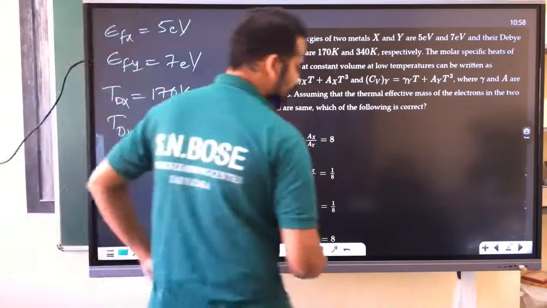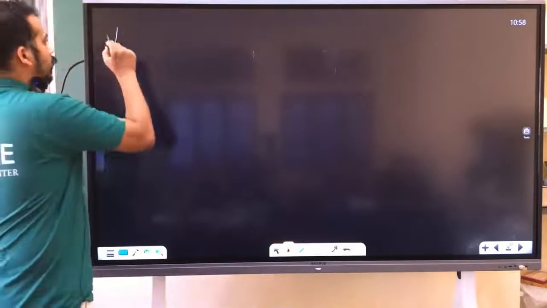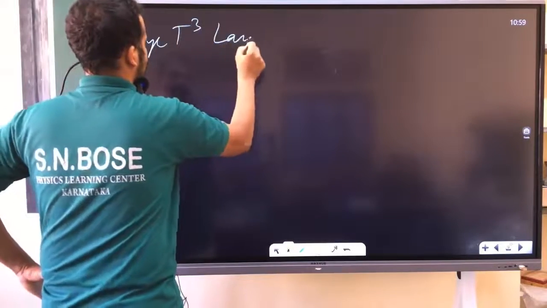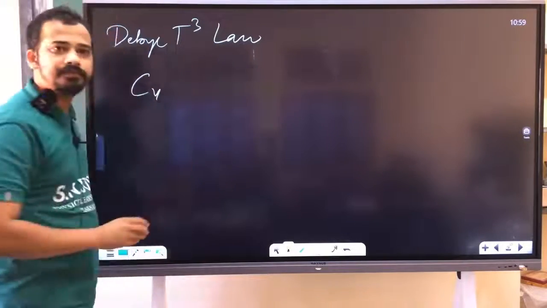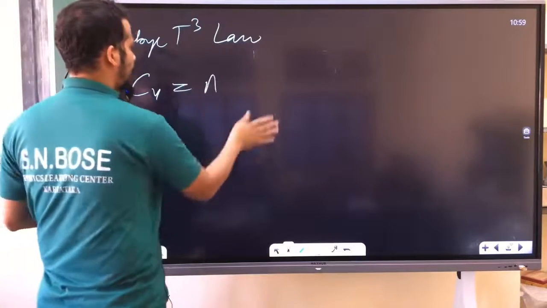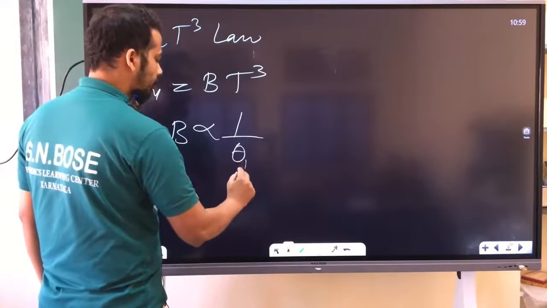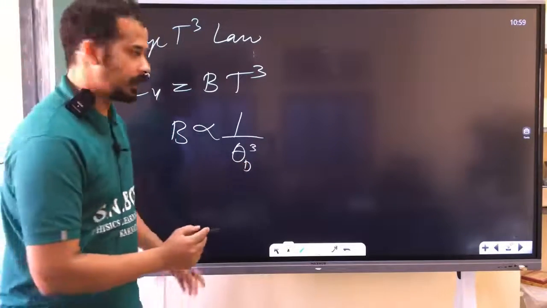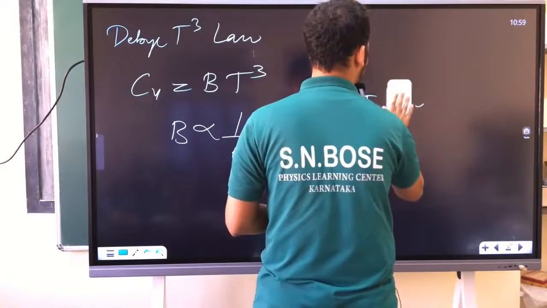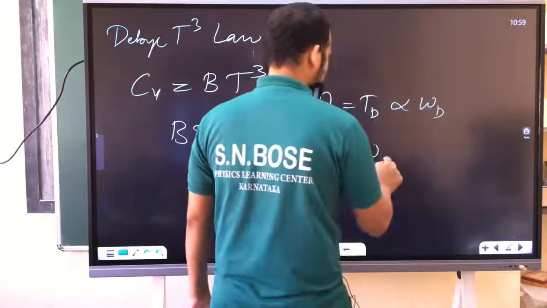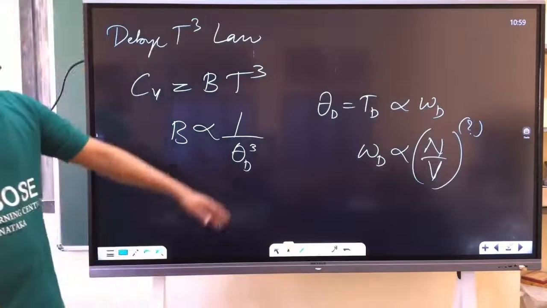The thing that I forgot to mention is, in the usual Debye theory, the Debye T cube law, the specific heat is proportional to T cubed. But that's not sufficient. I need to know what these constants are. We usually write B T cubed. What is this B proportional to? I hope this is proportional to theta D cubed, that is, T D. Somebody correct me if I'm wrong. That is again proportional to omega D, and omega D is proportional to (N by V) to the power 1 by 3 in the usual Debye theory.